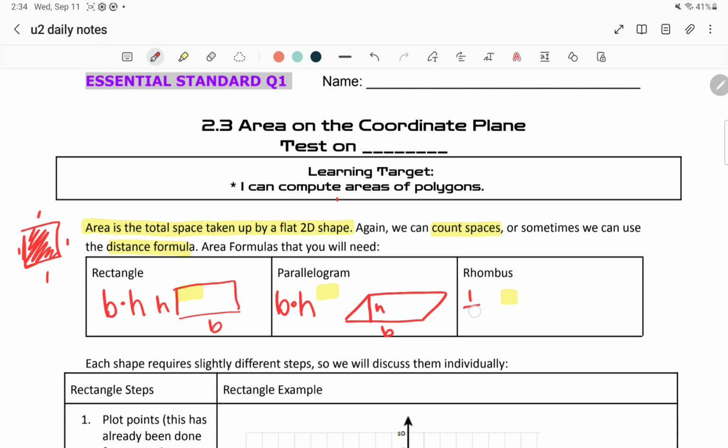Lastly, a rhombus, this one's the weirdest one. It's okay. It is 1/2 diagonal 1 times diagonal 2. Okay? We're going to go through each of these, although I'm probably going to skip through the distance formulas a little bit faster because we've been doing distance formula now for 2 weeks.